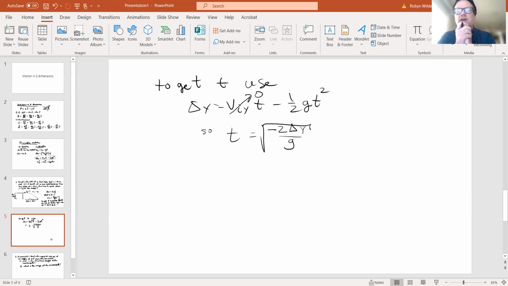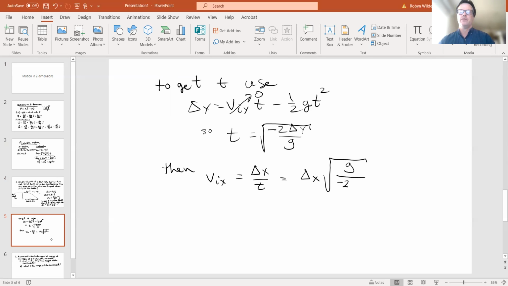I might wonder about that negative sign, because it's under a square root. But if I recall, my delta y is going to be negative, because we're going down, so the negatives will cancel and I should end up with a positive time. So I think everything will work out there. The next part of my plan is to get VIX, which is delta x over t. Just writing the formula, if I took delta x over t, I would get delta x divided by the square root stuff, but that's the same as inverting it. So g over -2 delta y.